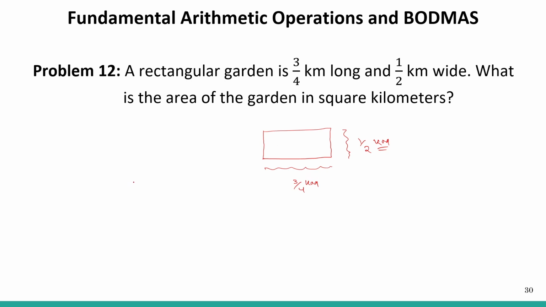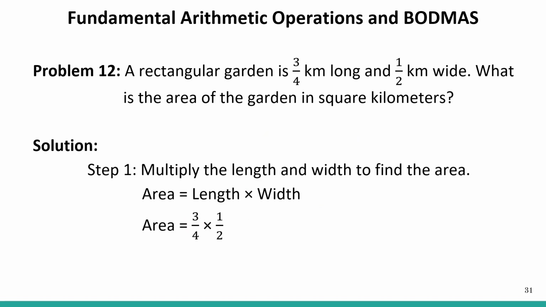We all know that the area of a rectangle A is equal to length multiplied by width. So this is equal to 3 by 4 into 1 by 2. That is nothing but 3 by 8. So 3 by 8 is the answer.